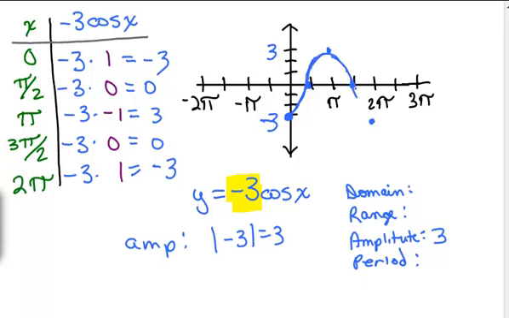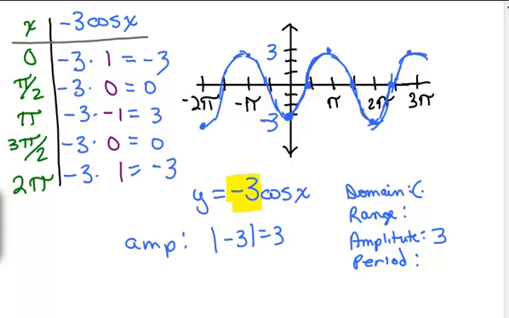Okay, now it starts repeating. So if you want, you can do more than one cycle this way. I like to see a little more than one cycle usually. There we go. So this is the graph of y equals negative 3 cosine of x.